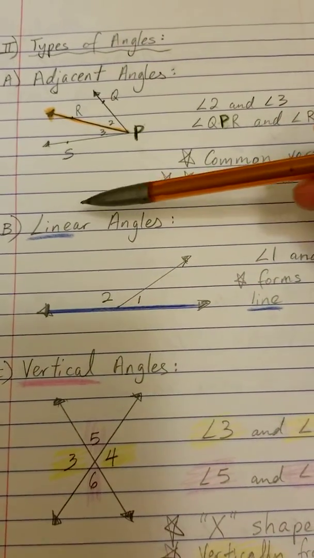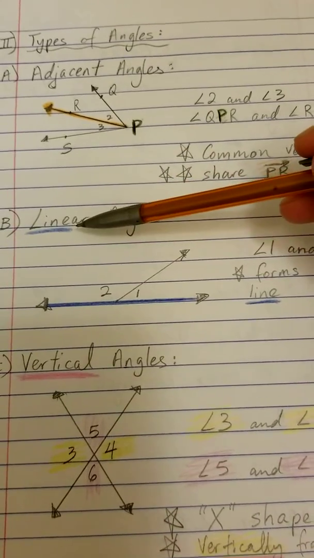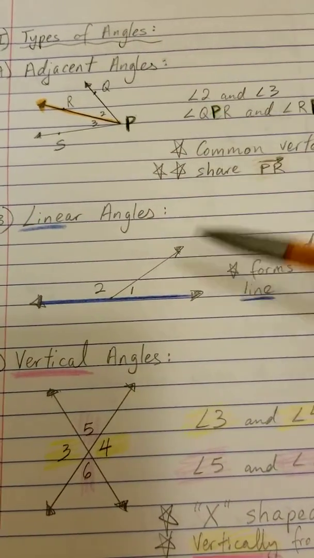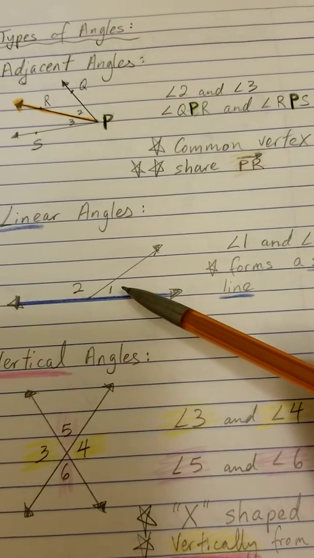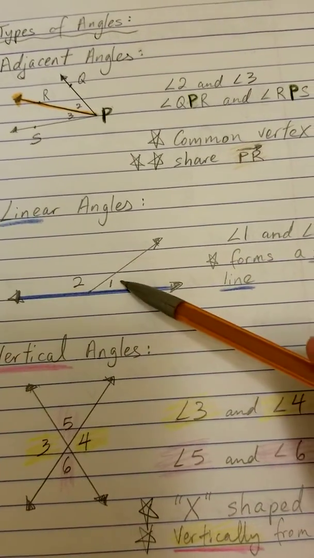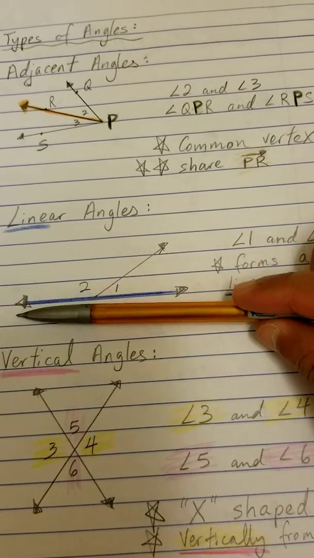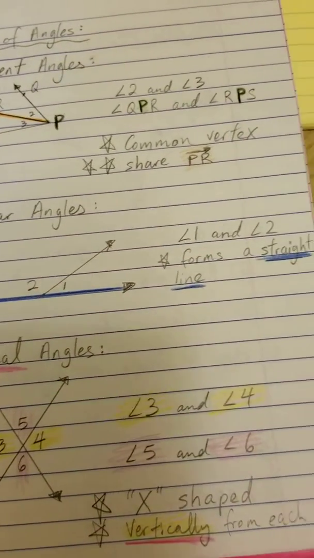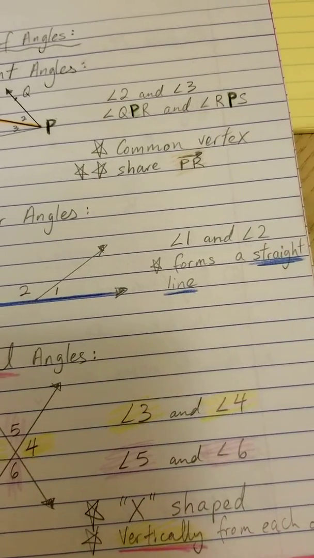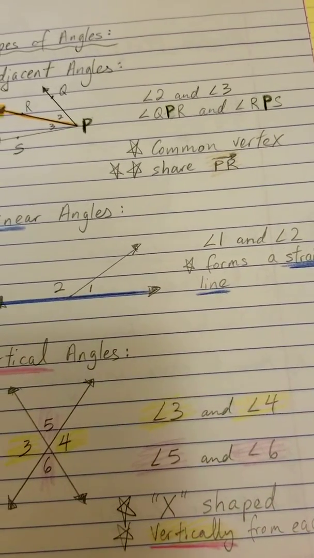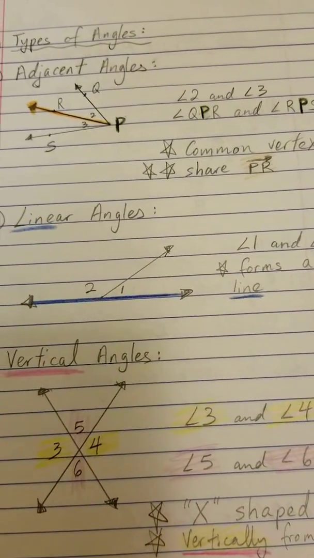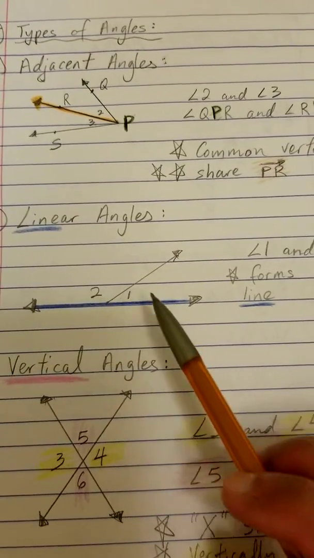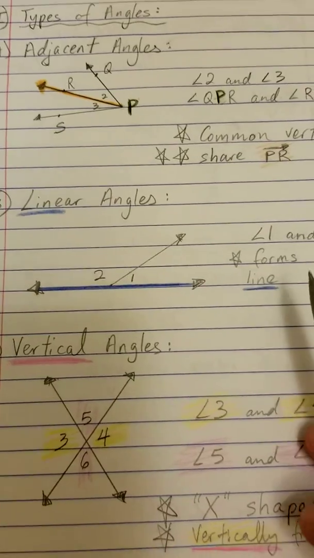Next, you have linear angles. Linear sounds like or has the word line. So every time you see two angles, in this case angle 1 and angle 2, when you put them together, if they form a straight line, then they are called linear angles, or sometimes we call it linear pair. Because there are two pieces, they're called linear pair.